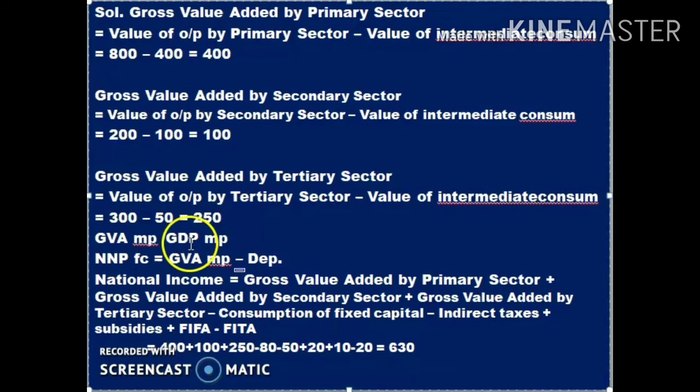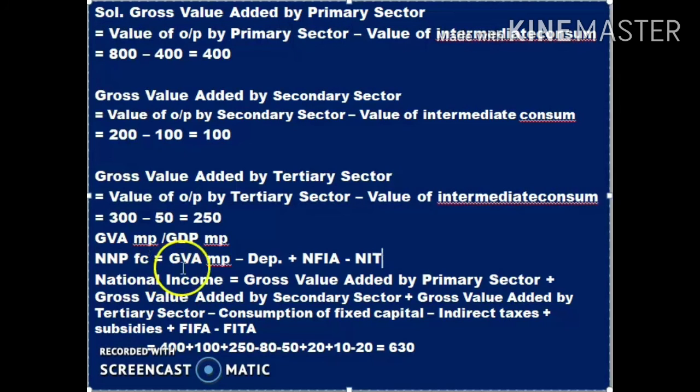So domestic product to national product we have to convert. So what will you do? You have to add NFIA. Next you just see if there is any other variation. So you have to do MP to FC. So what you have to do? You have to subtract NIT. You have to subtract net indirect tax.